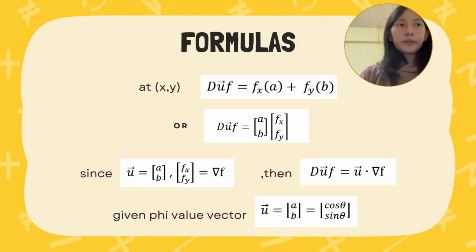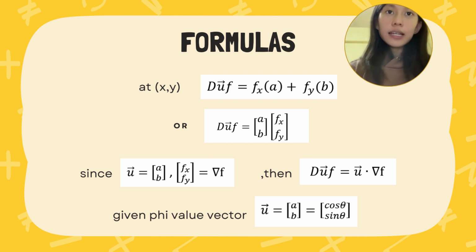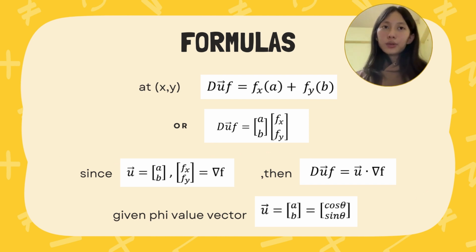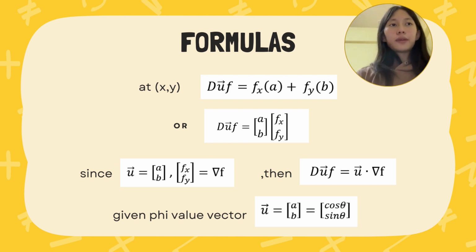Okay, so this is the formula for the directional derivative. At x comma y, D_u f, the directional derivative in the direction of vector u, is equal to fx times a plus fy times b. Fx and fy refer to the partial derivatives, and a and b refer to the components of the unit vector u. Or it can be written in dot product format, which is D_u f equals vector ab times vector fx, fy.